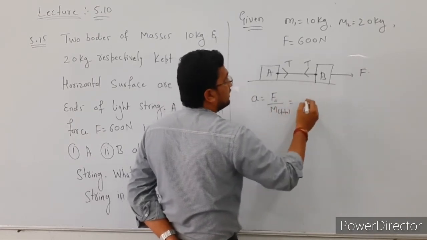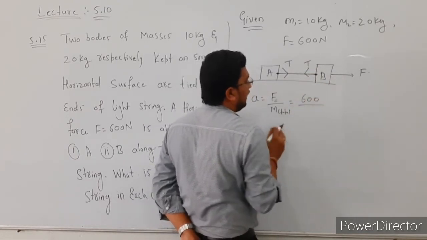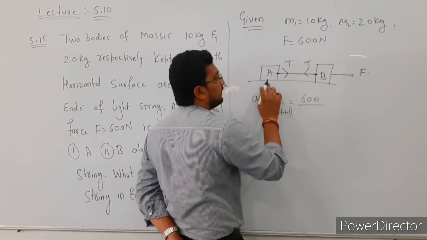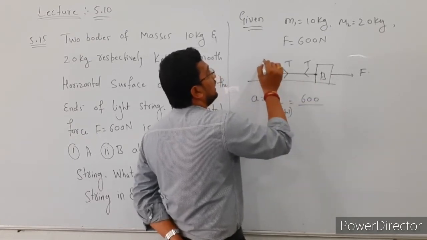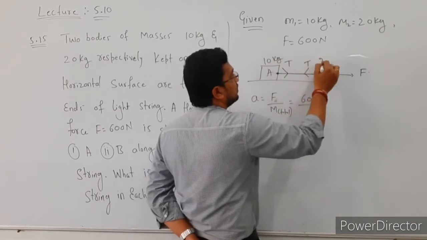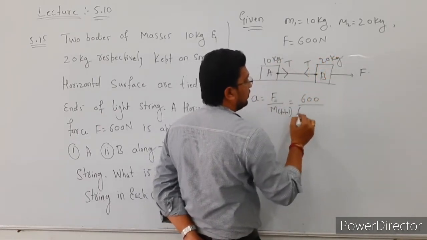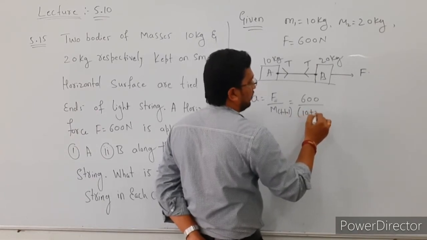Here the force that is given is 600 Newton, and the total mass means the mass of the first body plus the mass of the second body. The mass of the first body is 10 kg and the mass of the second body is 20 kg. So the total mass is 10 plus 20.